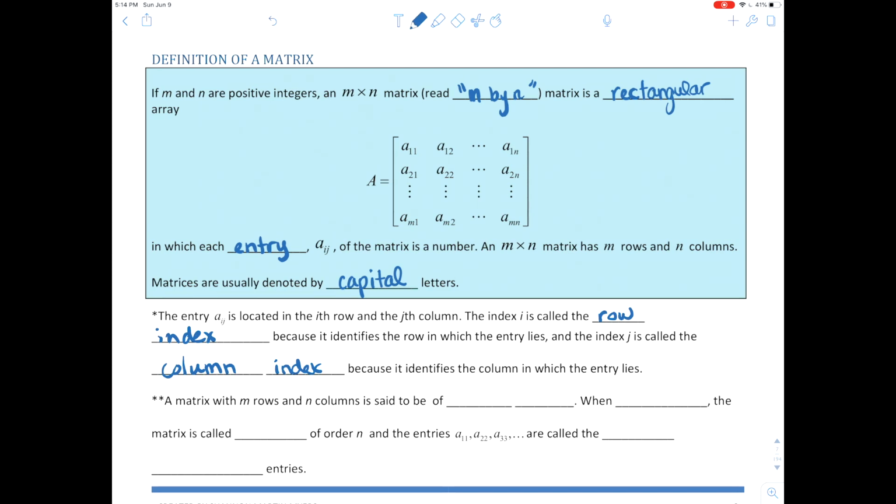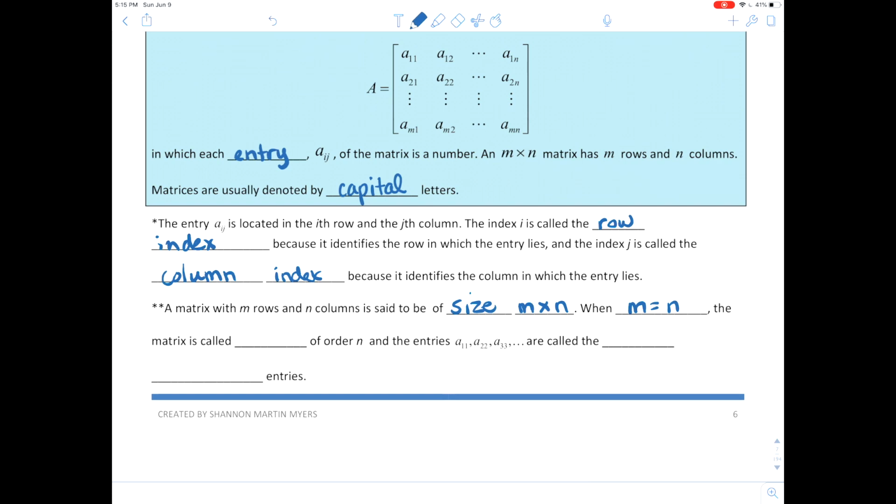A matrix with m rows and n columns is said to be of size m by n. When m equals n, the matrix is called square of order n, and the entries A11, A22, A33, all the way down to Ann are called the main diagonal entries.